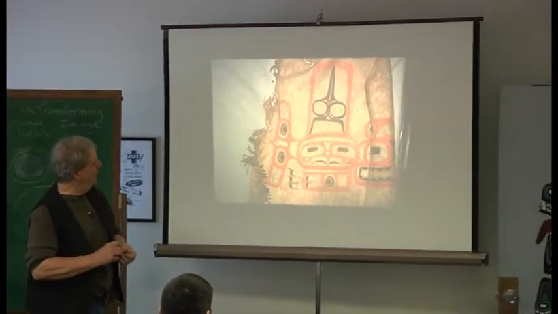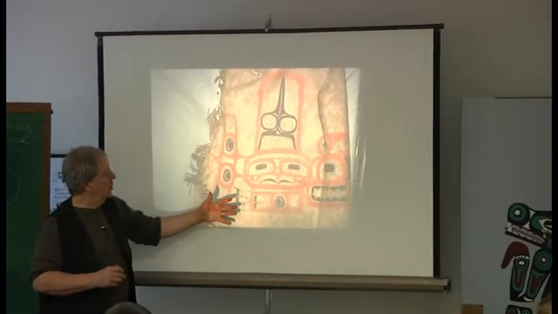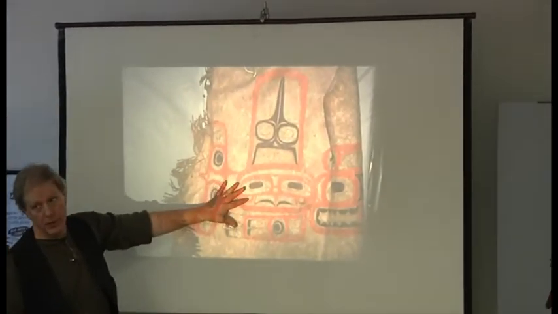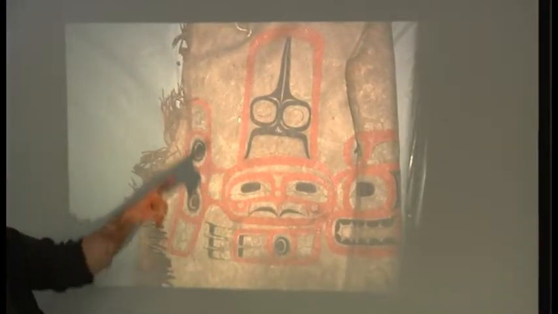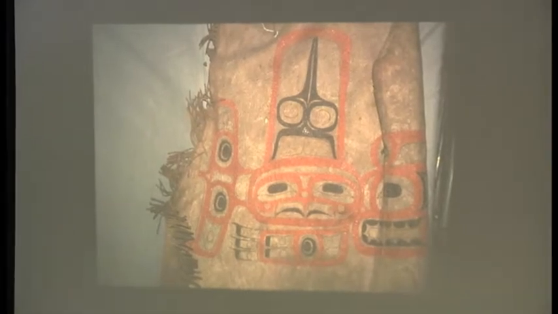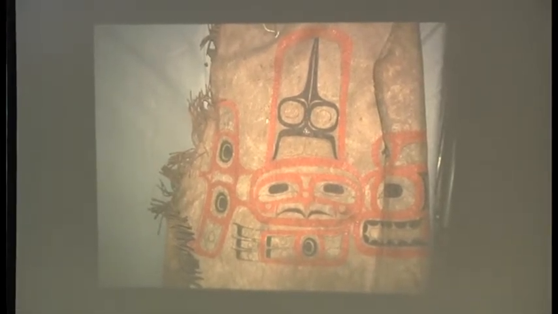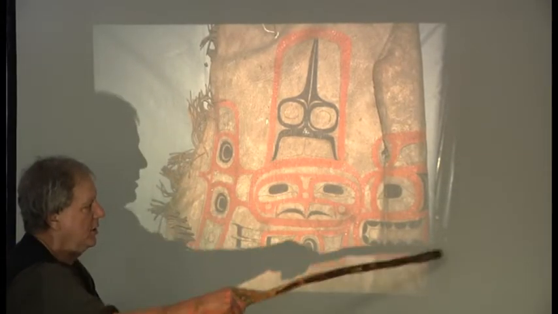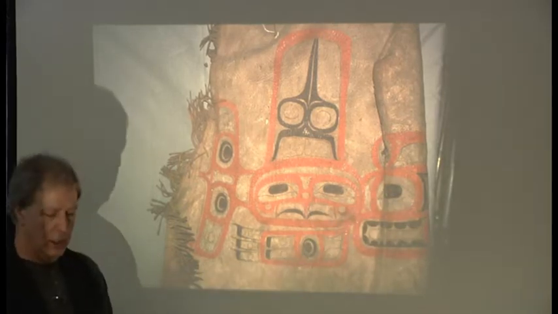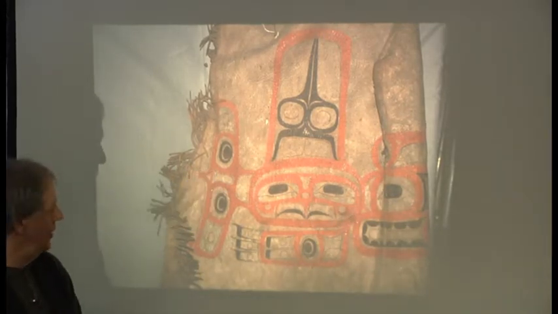This is a piece of leather armor, killer whale, red form lines. First example we've seen that was entirely red form line. Big, tall dorsal fin. Where's my pointing stick? And the head wraps around the other side. That's not the end of it there. It just kept going and wrapped around the other side of the armor.